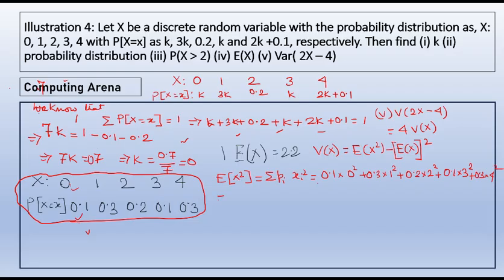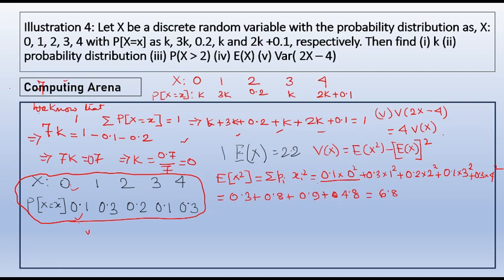So we compute this. The first one is not giving me anything because we have 0 in it. Second one we are getting 0.3. Next one is 4 into 0.2, that is 0.8. Next one is 9 into 0.1, that is 0.9. And then the last one is 0.3 into 16, so we are getting that as 4.8. If you add it all up, we get 6.8 as the expectation of x squared.